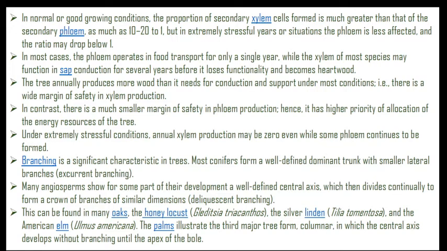This can be found in many oak trees, honey locust, silver linden, that is Tilia tomentosa, and the American elm, that is Ulmus americana. Then the palm illustrates the third major tree form, columnar, in which the central axis develops without branching until the apex of the pole.